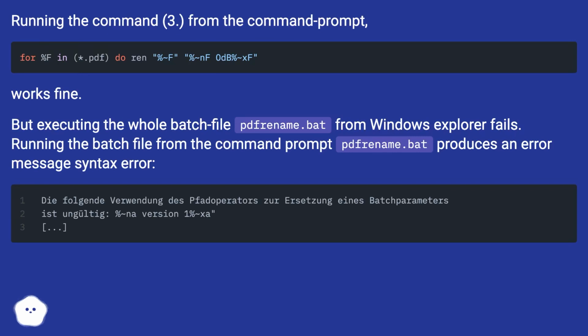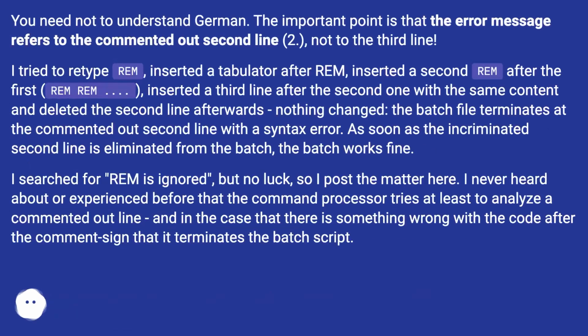Running the batch file from the command prompt, pfname.bat, produces a syntax error message. You need not understand German. The important point is that the error message refers to the commented out second line, not to the third line. I tried to retype REM, inserted a tabulator after REM, inserted a second REM after the first, inserted a third line after the second one with the same content, and deleted the second line afterwards. Nothing changed. The batch file terminates at the commented out second line with a syntax error.